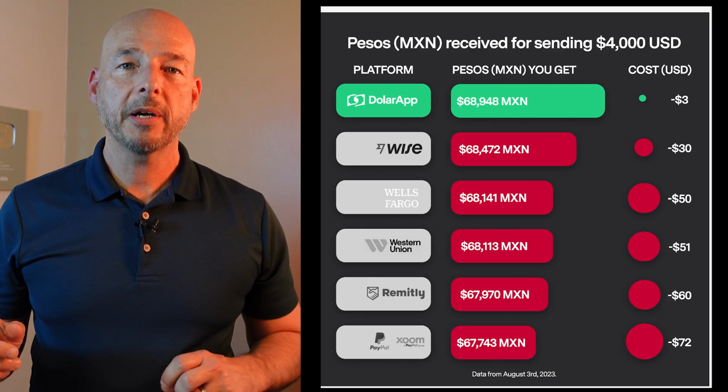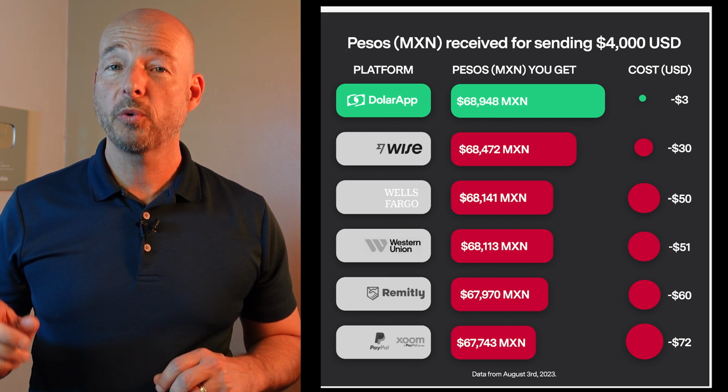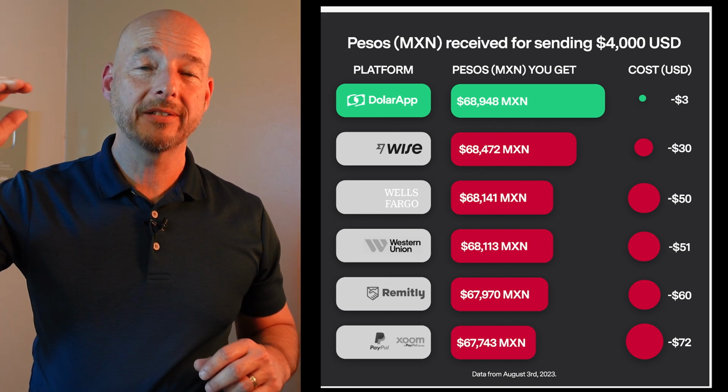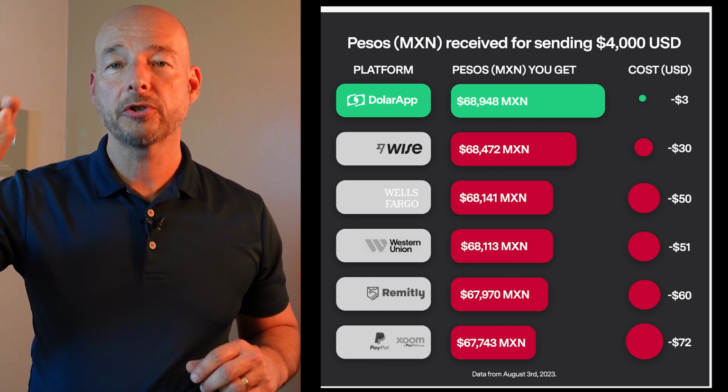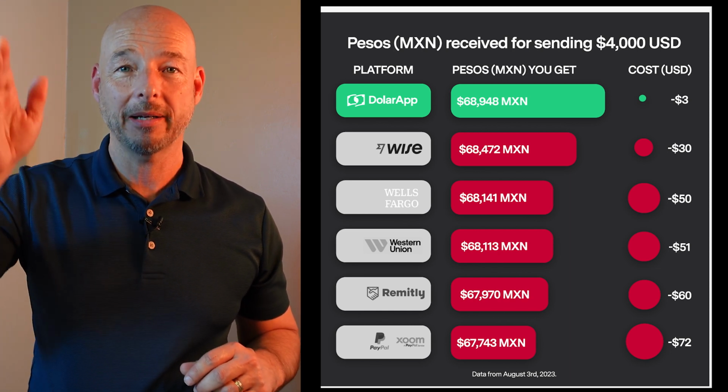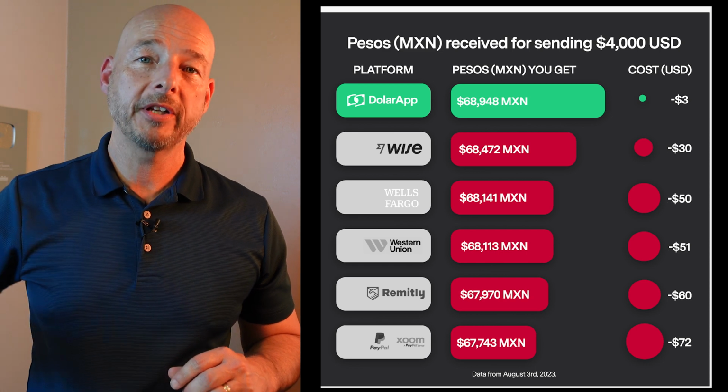The only true way to know if it's the best exchange rate is to look at the bottom line. If X dollars go in, how many pesos do you get? Period. The rest is just fuzzy math. Here's a comparison that was done on August 3rd, 2023, showing the different transfer services. If you moved $4,000 through all of those at that same time, what would you have gotten on the other end?